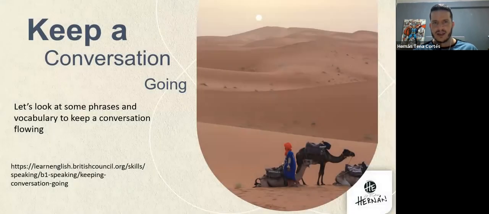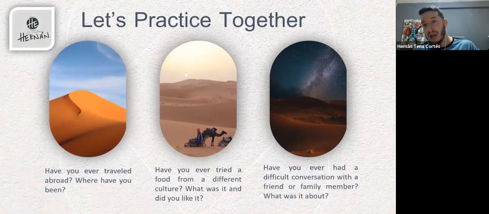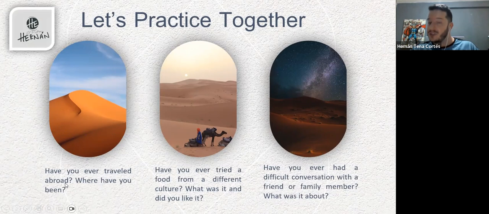And for today's conversation, well, this is a conversation class. I was going to ask you some questions. For example, have you ever traveled abroad? Abroad is another way of saying to another country. Have you ever traveled abroad? Where have you been? I have been to the United States. I have been to different parts of the United States. I haven't been anywhere else. It's Colombia and the United States.